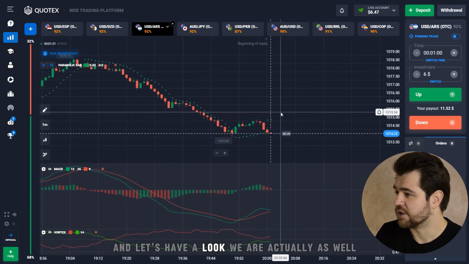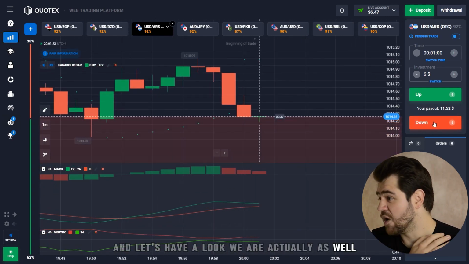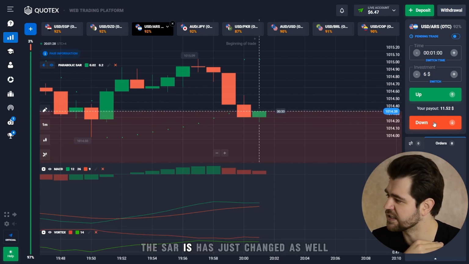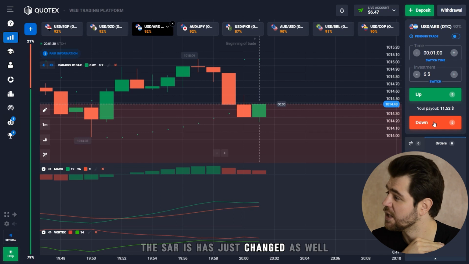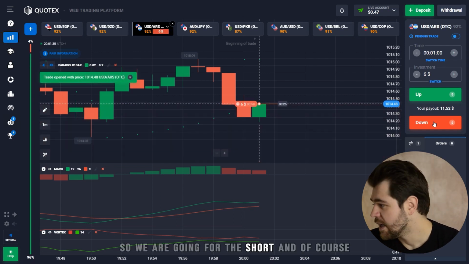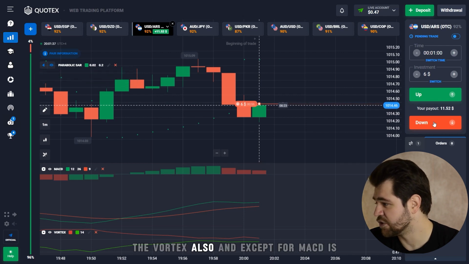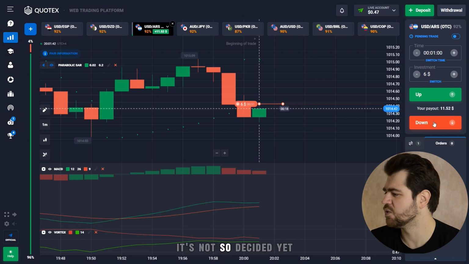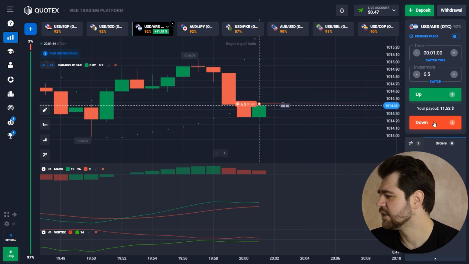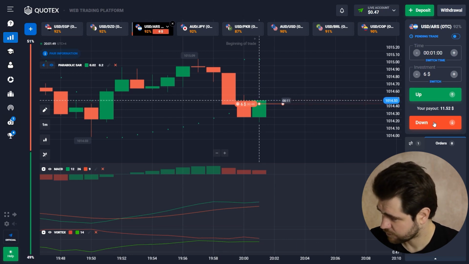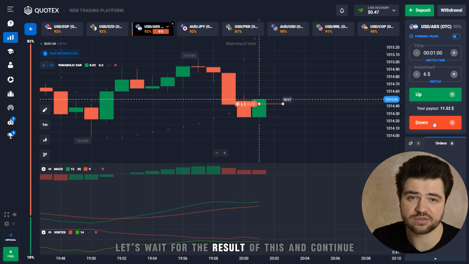And let's have a look. We are actually going for the short here. It's a similar situation. The SAR has just changed as well. So we are going for the short. And of course the Vortex also, and except for MACD it's not so decided yet. It kind of looks up a little bit, but yeah, it'll come around probably. Let's wait for the result of this and continue.